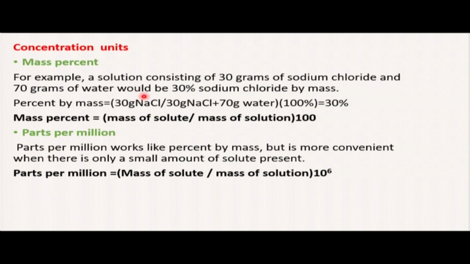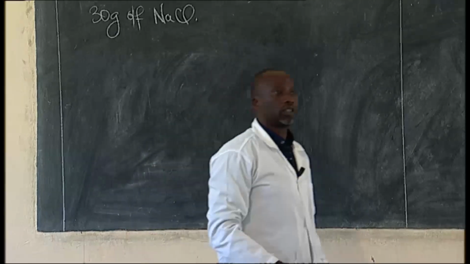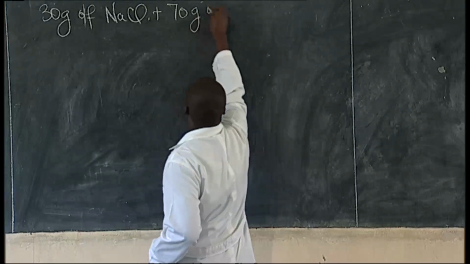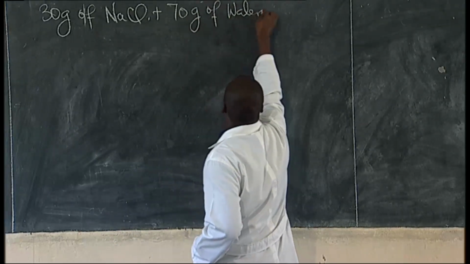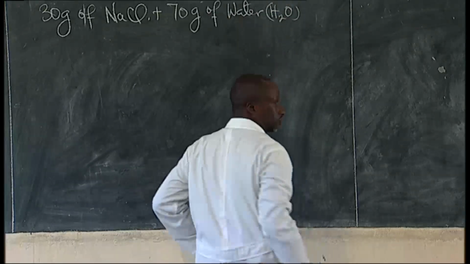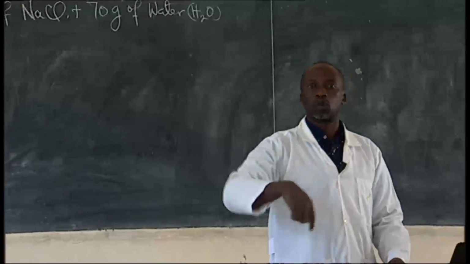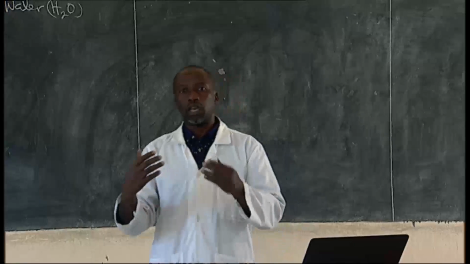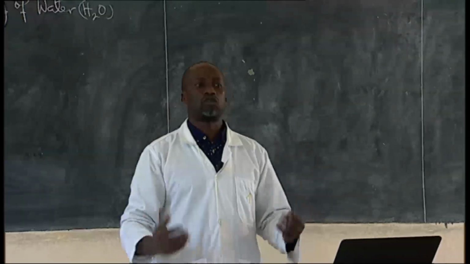Now, 70 grams of water would be that solution. So you make the solution. You have 30 grams of sodium chloride, the table salt, and then you add 70 grams of water to make the solution. Of course, when you're making the solution, you need to dissolve. Then this can be expressed as mass percent, in terms of the percentage.